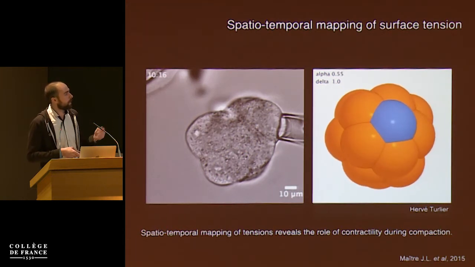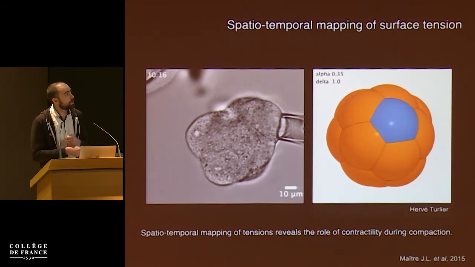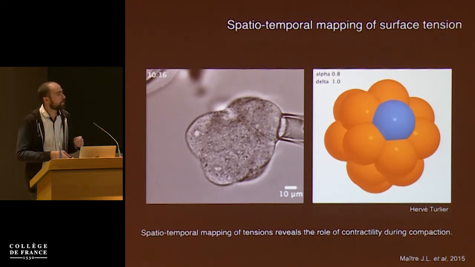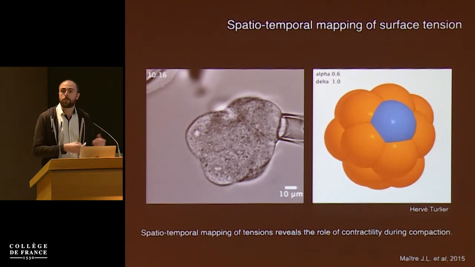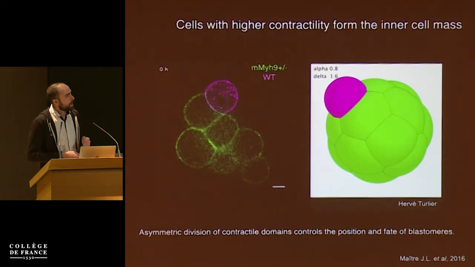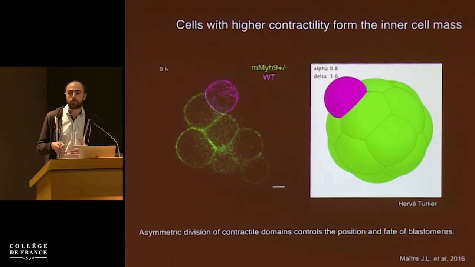So we can also then use this information to discuss with theoretical physicists. Here is a simulation from a model from Hervé Turlier, who is in the room and in Collège de France with his lab at the moment. And we can also then recapitulate what we observe in the experiments. Afterwards, at the 16-cell stage, what we see is that some of the cells will have different surface tensions, and the one with the highest surface tension will become internalized. This is due to an asymmetric division of a contractile domain, which is given to some of the cells only.